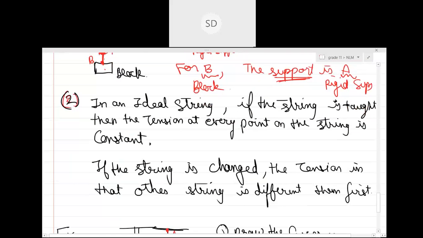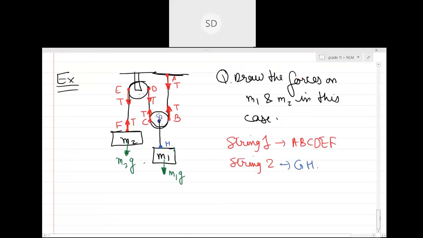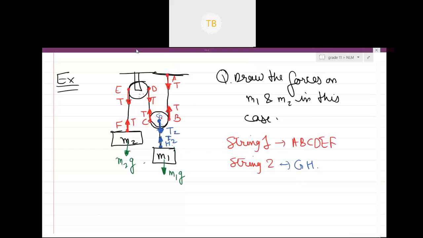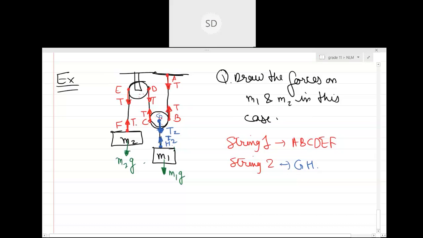If the string is changed, the tension in that other string is different from the first. So the tension over here will be different. So let's name it differently. Let's name this as T2. So can you see T2, T2 acting at point G and H? Yes or no? Whereas in the first string it's T1, T1, T1, T1, T1.